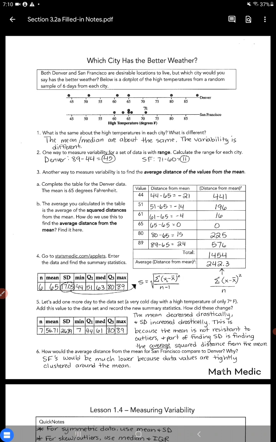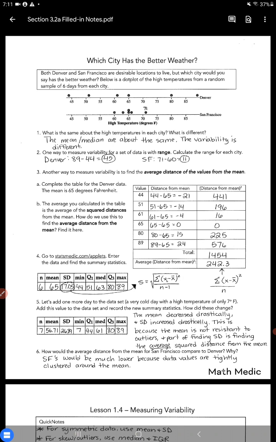So when I look at these two graphs here for Denver and San Francisco, what do I notice is the same about their high temperatures? Well, the center of that data is right around 65 for both graphs, right? However, what is different is the extreme values. So Denver's high temperature was all the way down near 44 degrees, and it had a high near, looks like maybe around 90. San Francisco's data is more clustered together, so its spread would be smaller. It only goes from 60 to 71.